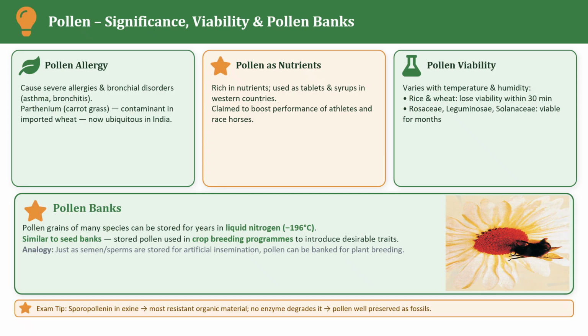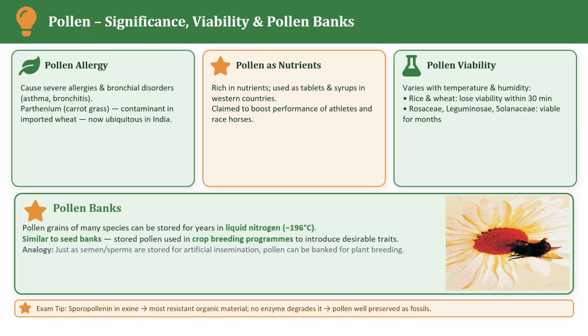Next is pollen viability. What is pollen viability? The ability of the pollen grain to remain alive and capable of fertilization. What are the factors which affect this viability? Temperature, humidity, and plant species. For example, rice and wheat remain viable for only about 30 minutes.